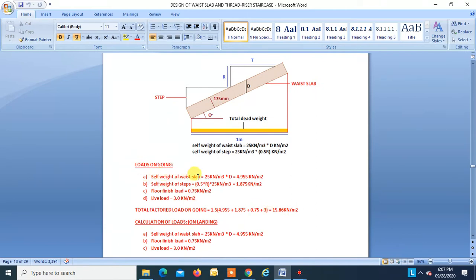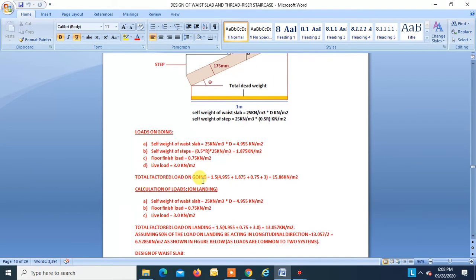Self weight on slab is 25 into D. This D, that is 198, gives 4.955. Self weight of step, that is 0.5 into R, is 1.875 kilonewton per meter square. Floor finish is 0.75 kilonewton per meter square. Live load we are taking as 3 kilonewton per meter square.